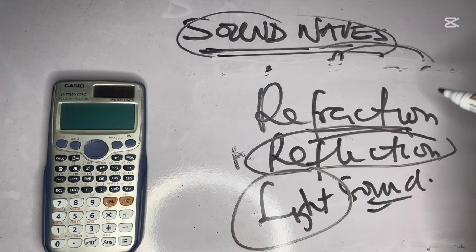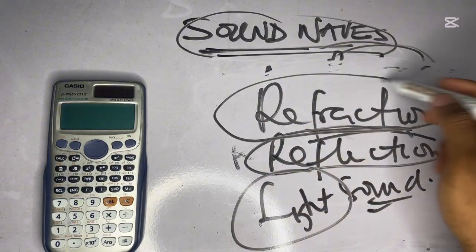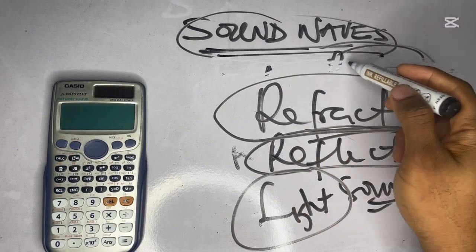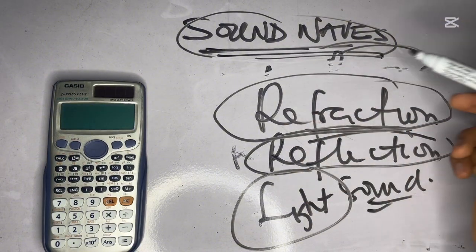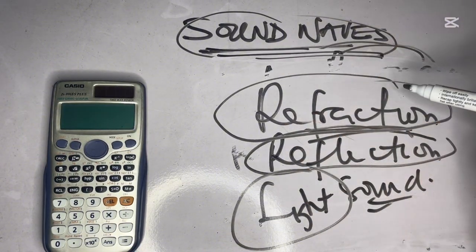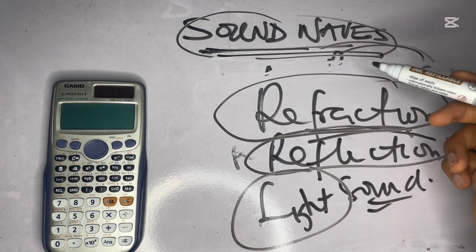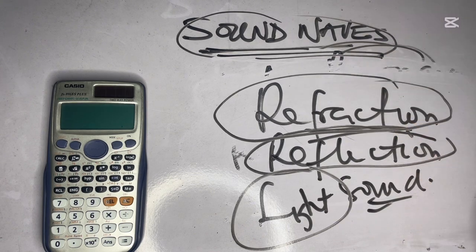Reflection mostly has to do with light, but refraction is best applicable for sound, as well as for light, because refraction also has to do with the bending of light waves. All right, so it's very important. So these are a few.